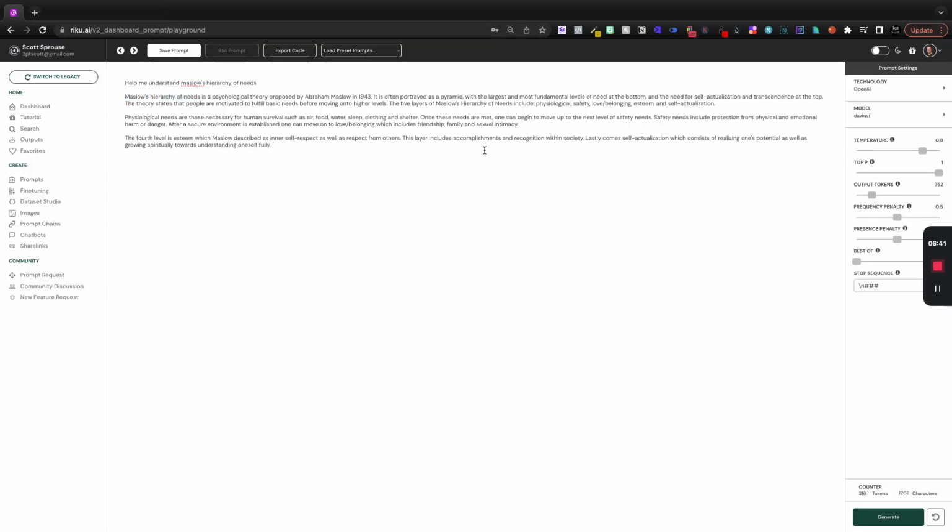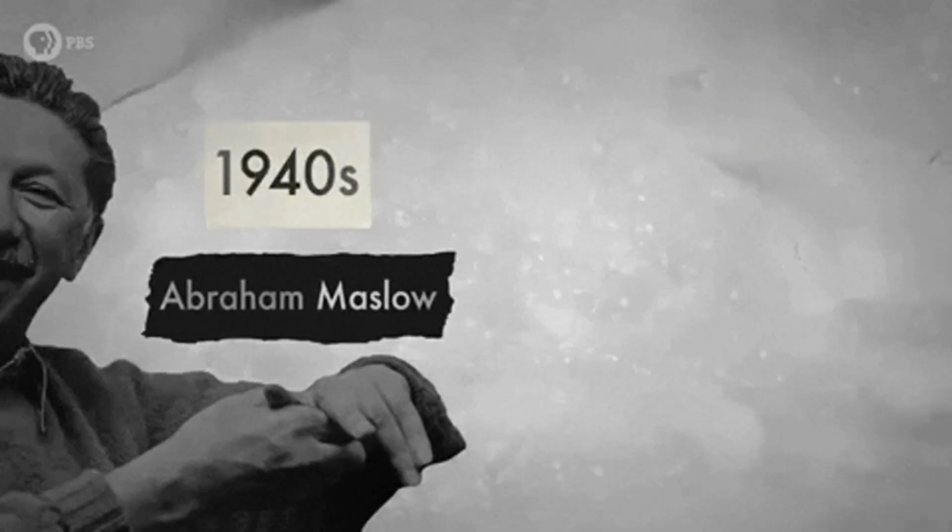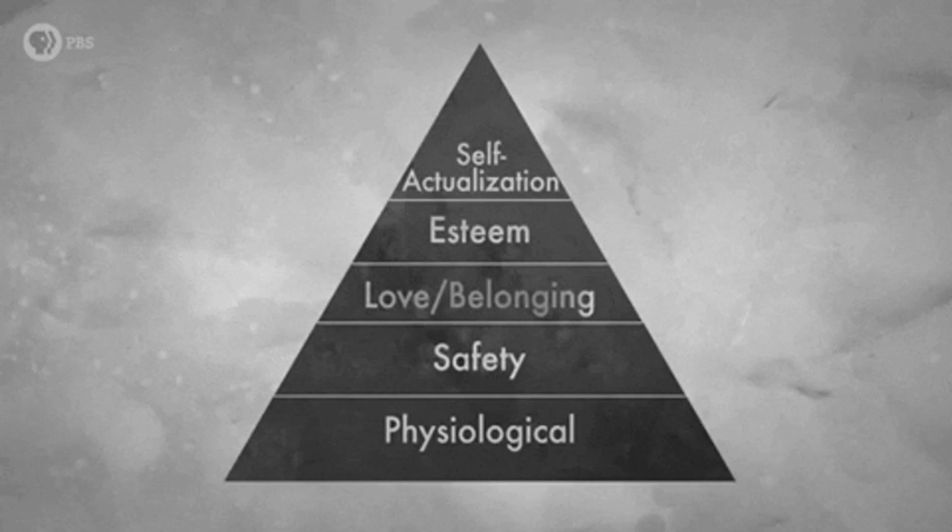It's often portrayed as a pyramid with the largest and most fundamental levels of need at the bottom and the need for self-actualization and transcendence at the top. The theory states that people are motivated to fulfill basic needs before moving on to higher levels. Five layers of Maslow's needs are psychological, safety, love, esteem, and self-actualization.